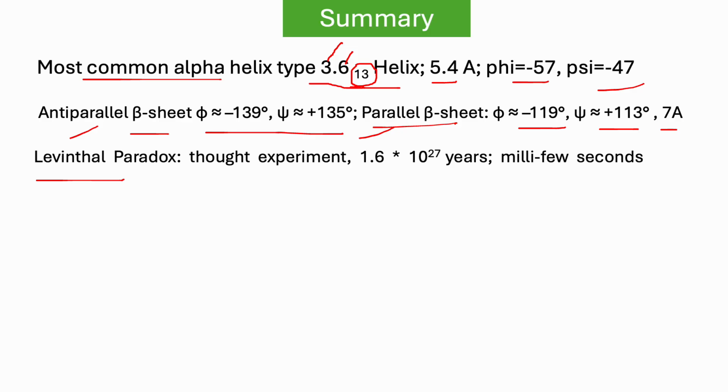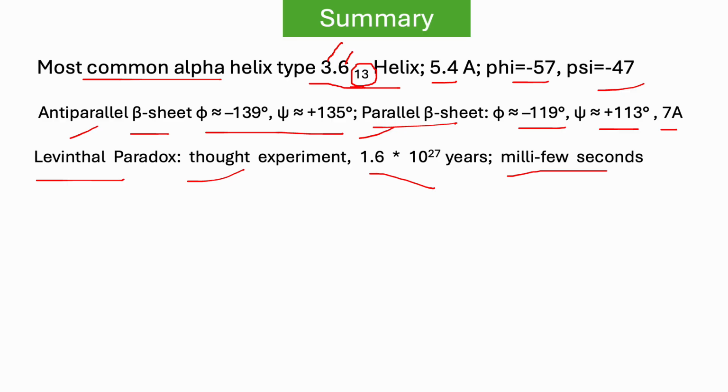About the Levinthal paradox. The Levinthal paradox is a thought experiment, as I told earlier, that if we think that 100 amino acid residues can each form in 3 different ways to establish any structure, alpha, beta and gamma, as I told, and the time scale of fold vibration is 10 to the power 13 second, then it will take 1.6 into 10 to the power 27 years to fold, which is quite impossible, while a 100 amino acid residue protein can fold within milliseconds or a few seconds.